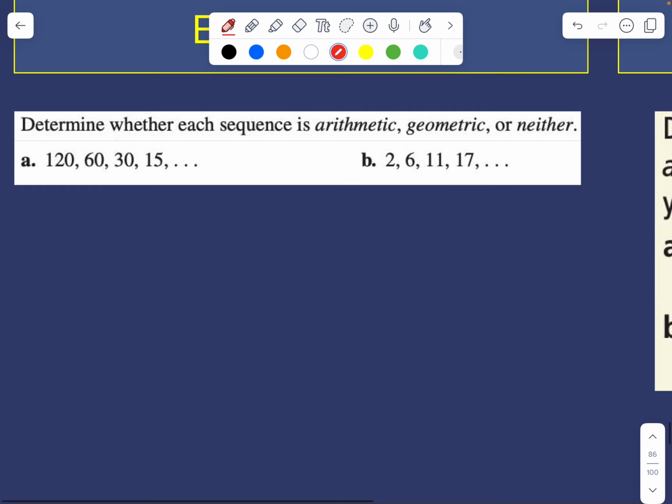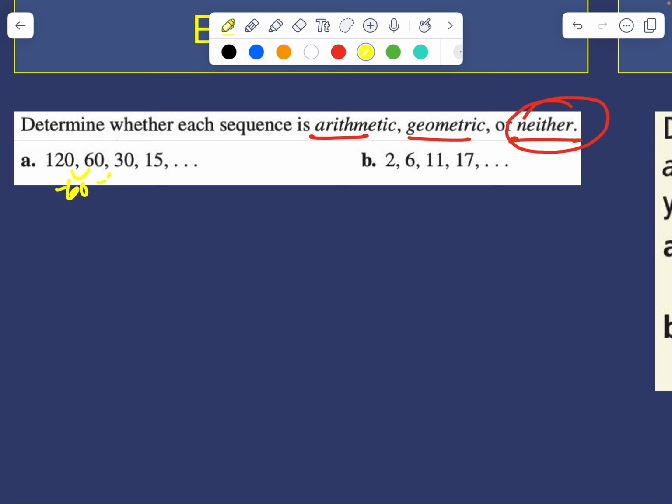Now, you're going to have questions. Determine whether each sequence is arithmetic, geometric, or neither, and this neither can make it a little bit tricky. The way that I approach these is I always first look to see, okay, is it arithmetic? So if I do 120 minus 60, that gives me 60. Minus 60 again, that should give me 0. So it can't be arithmetic because these two have a difference of 60. If I subtract it again, I don't get 60, I get 0.